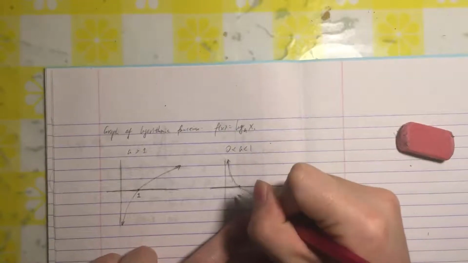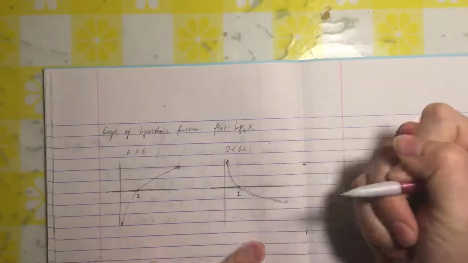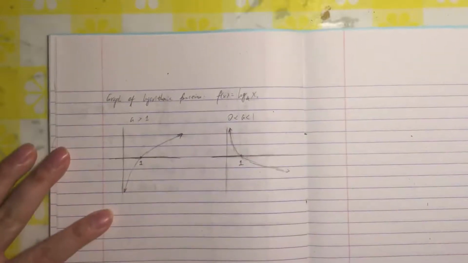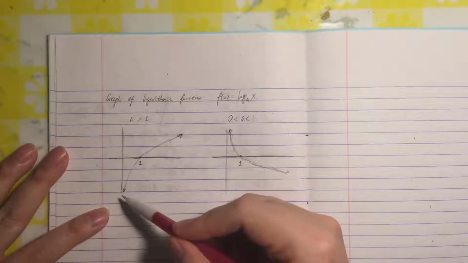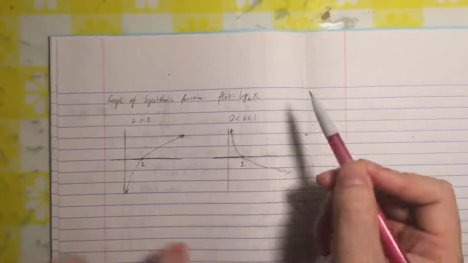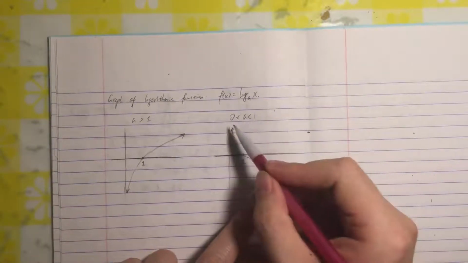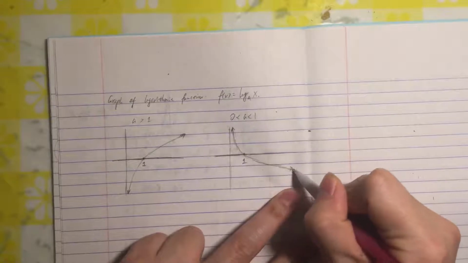In both graphs, 1 is an x-intercept. So that's the graph of the logarithmic function. If a is greater than 1, the graph is increasing from left to right. If a is less than 1, the graph is decreasing from left to right.